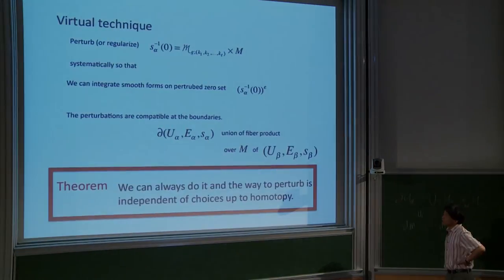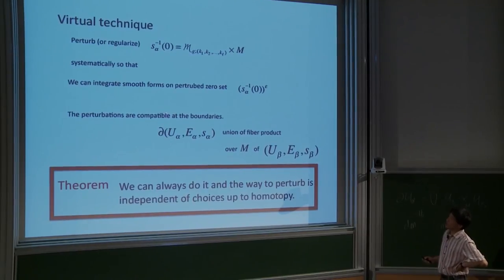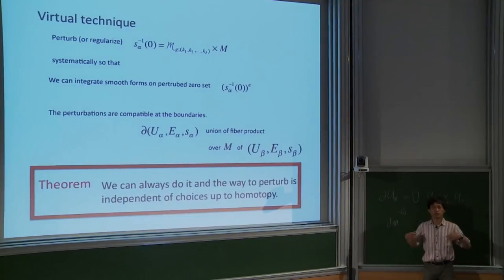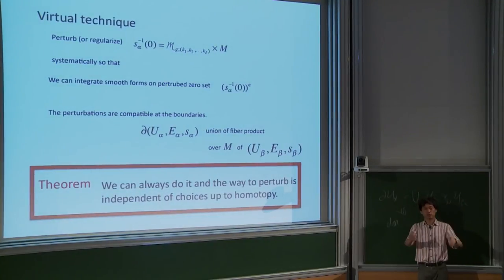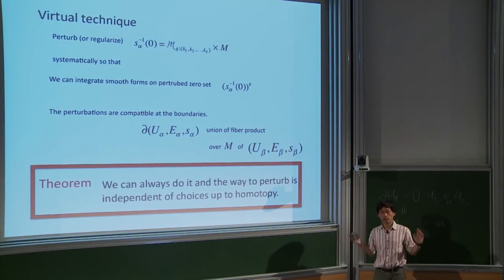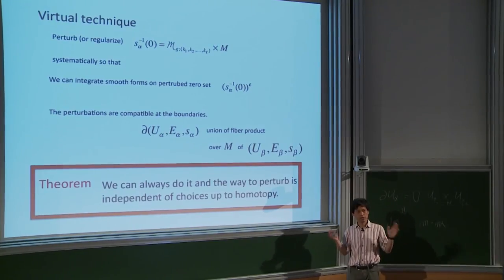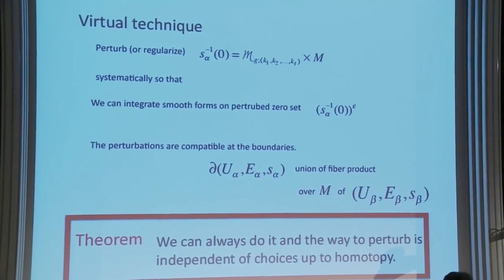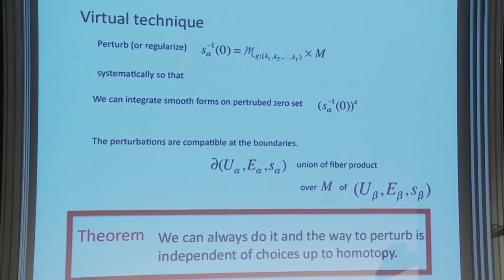So now you can use this data to integrate differential forms which you have on M. You can just pull back the differential forms to integrate. So you get a system of numbers for each alpha, or a system of linear maps between differential forms on each alpha. So you get this huge family of operations.